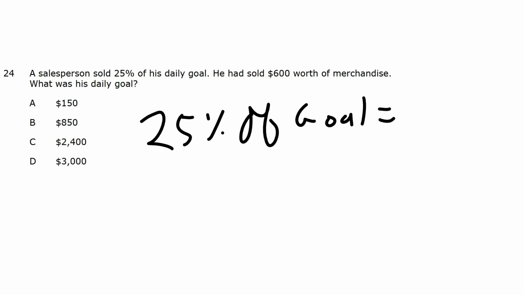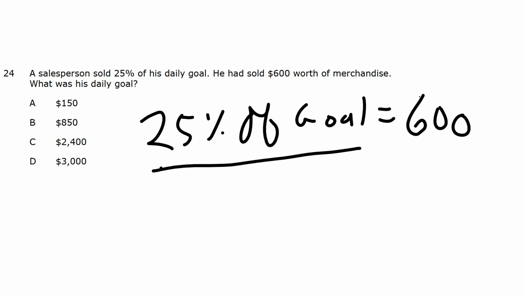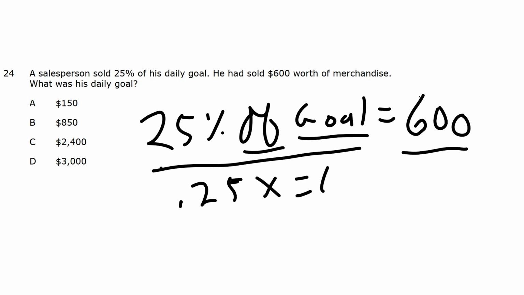It says he sold $600 worth of his merchandise. So this is the setup. 25% of the goal is equal to 600. So now you've got to put this in a mathematical formula. I'm going to change the percent to a decimal, 0.25. All right. Now, of is times, and then goal, I'm going to make a variable. So I'm going to call it x equals 600.